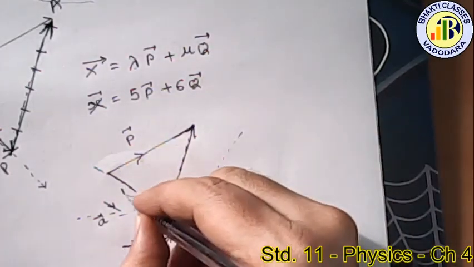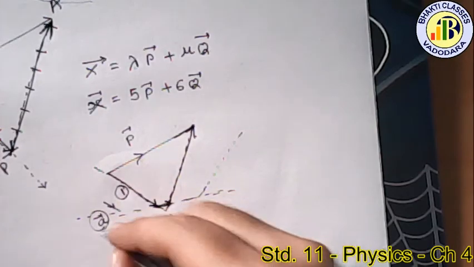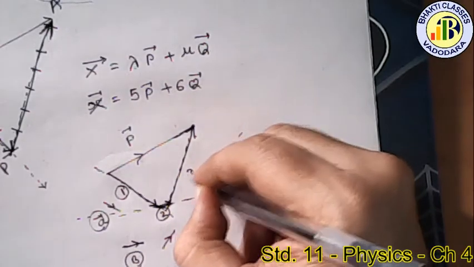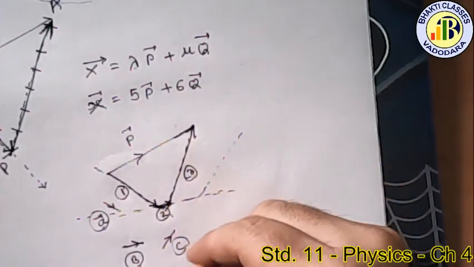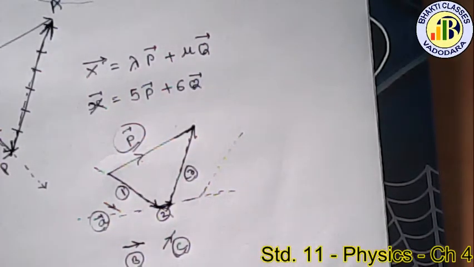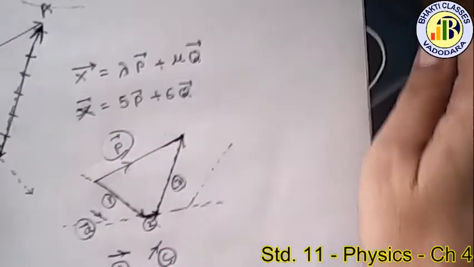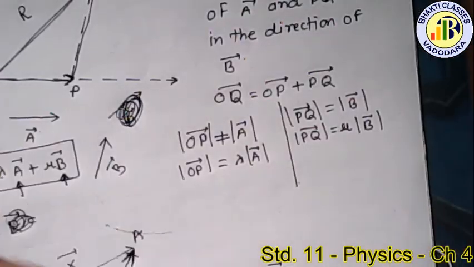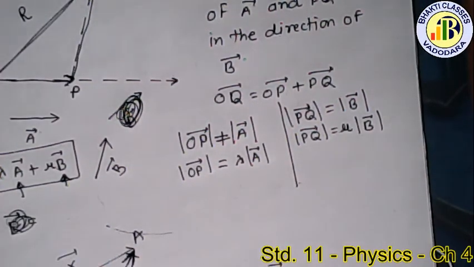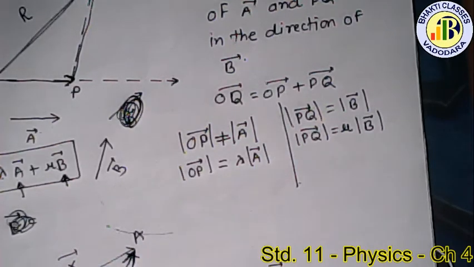This is the first component in the direction of a, this is the second component in direction of b, and this is the third component in direction of c. So we can resolve any vector in multiple components also. So this is the resolution of vector which we have seen over here. So resolution of vector is just the opposite process of composition of vector.